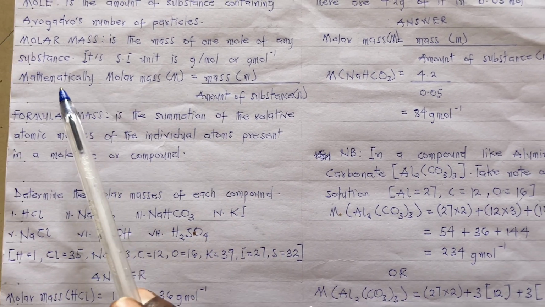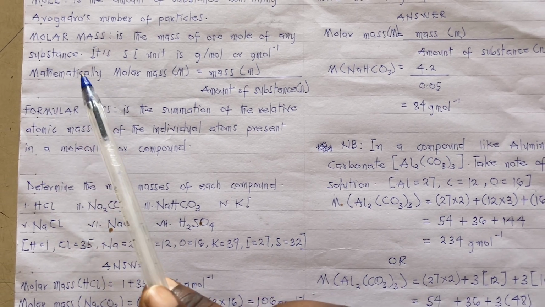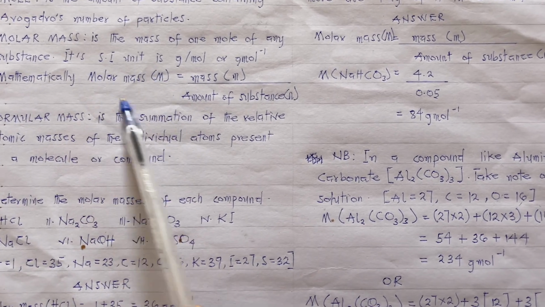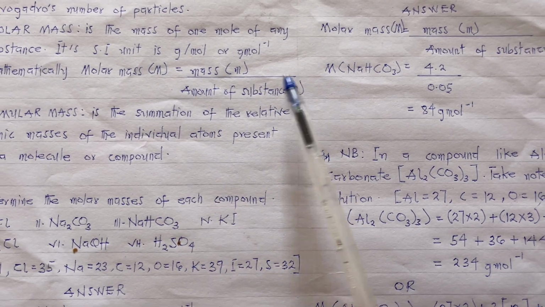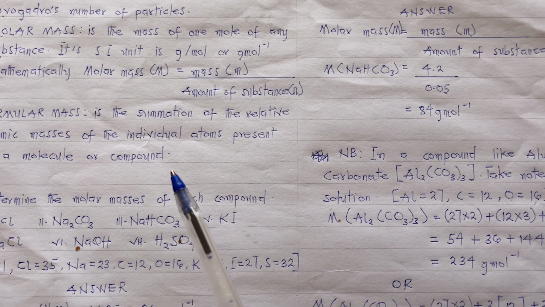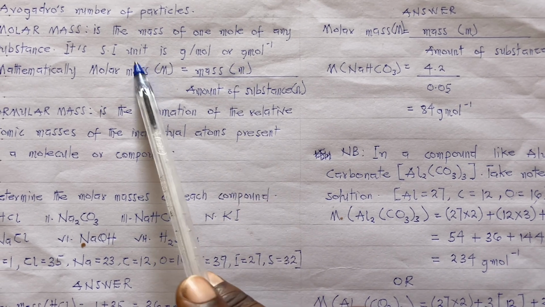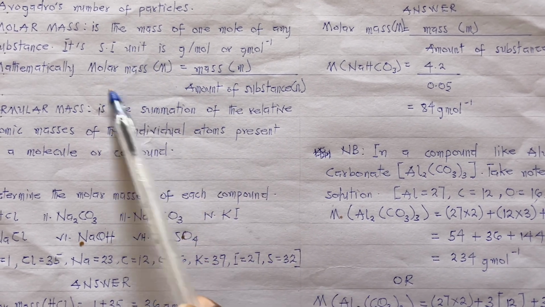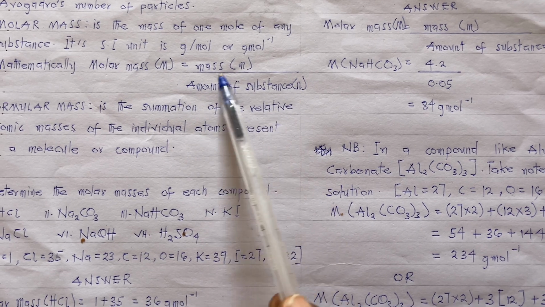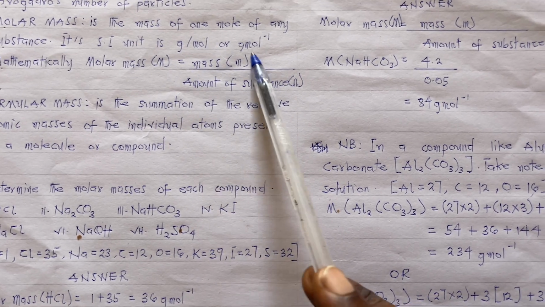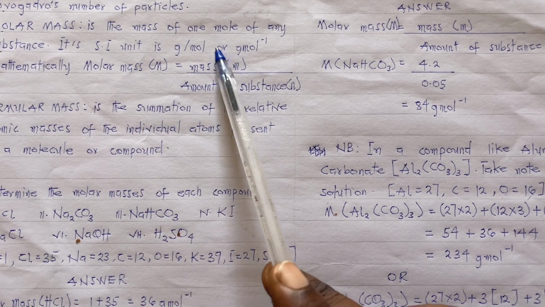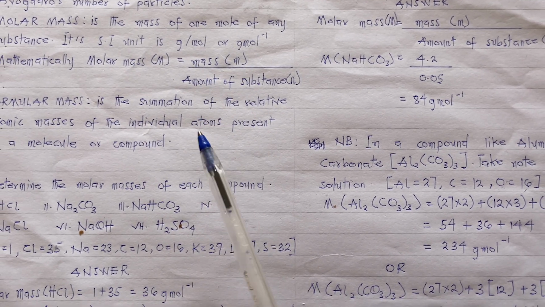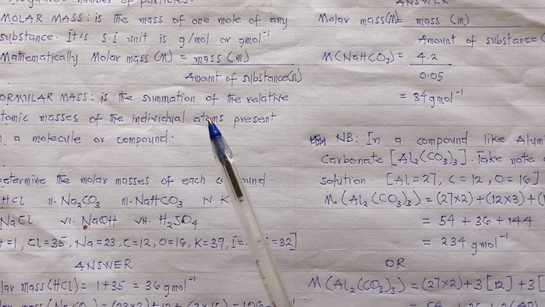Okay, let us also look at the mathematical formula for molar mass. Molar mass is equal to mass of the substance over amount of the substance. And from here, we can give you the molar mass and the amount of substance, and ask you to find mass. So it's just change of subject. You make mass the subject, then you can get whatever quantity you want.